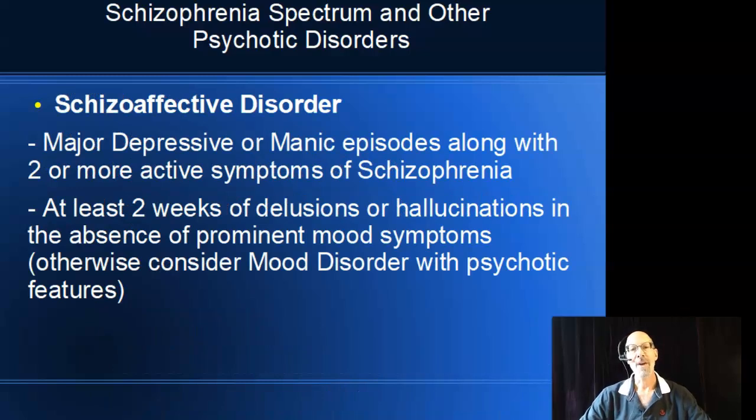Then there's schizoaffective disorder: major depressive or manic episodes, along with 2 or more active symptoms of schizophrenia. At least 2 weeks of delusions or hallucinations in the absence of prominent mood symptoms. Otherwise, if the delusions or hallucinations only occur during the manic or depressive episodes, then consider one of the mood disorders with psychotic features.